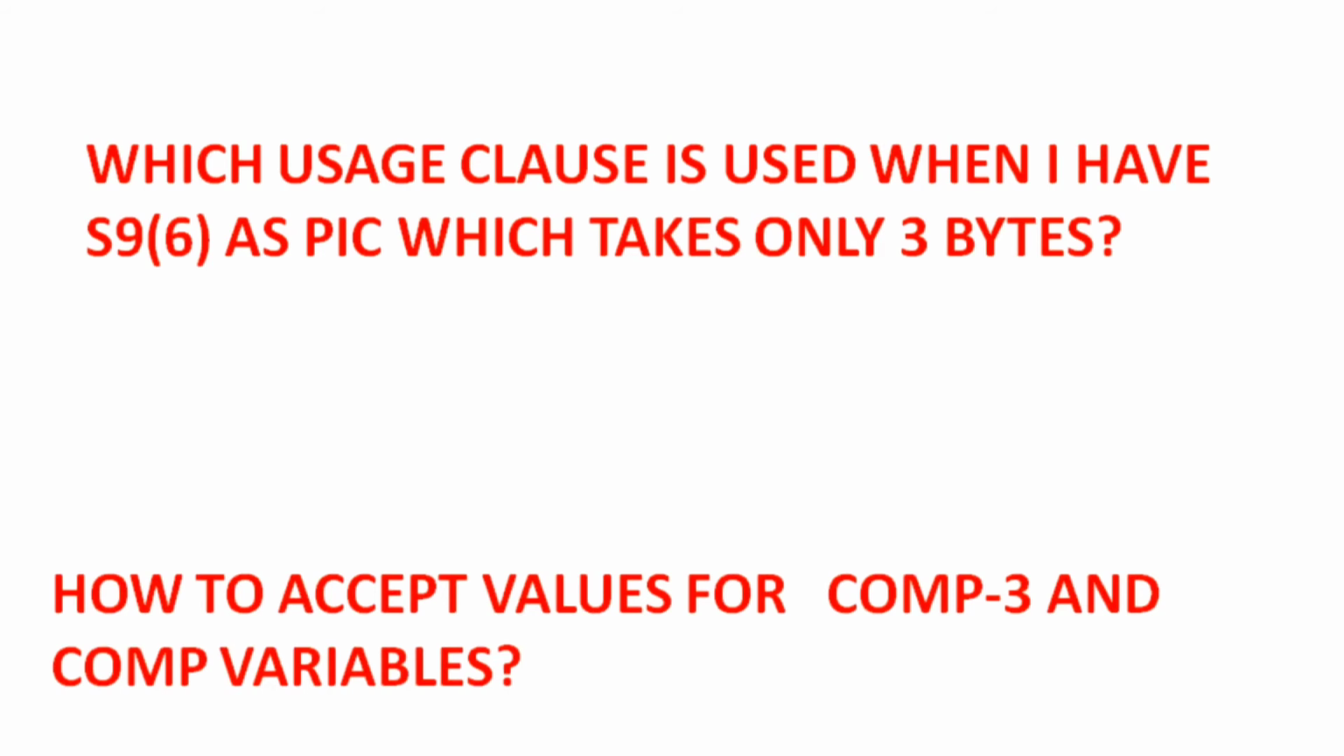How to accept the values for COMP3 and COMP variables? ACCEPT can be used for variables which are declared with the DISPLAY usage. For those, we can accept the values directly. But as COMP3 and COMP variables are with the usage COMP, accepting values will not be possible directly. So we can declare equivalent variables with the DISPLAY usage, and move the values from there to the COMP3 or COMP variables.